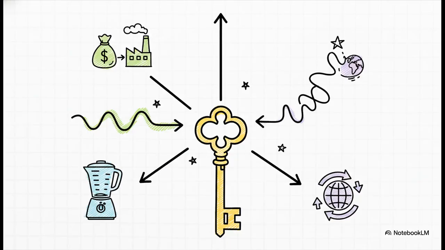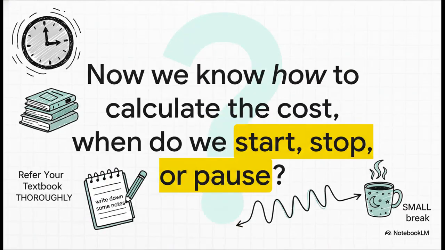So to wrap it all up, understanding these different paths, the direct route for specific borrowings, the pool route for general borrowings, and this complex detour for foreign ones, that is the absolute key to accurately costing your qualifying assets under IND AS 23. But knowing how to calculate the cost is really only half the battle.